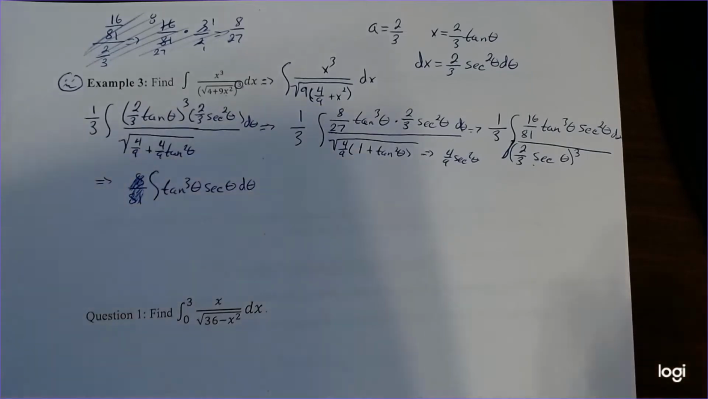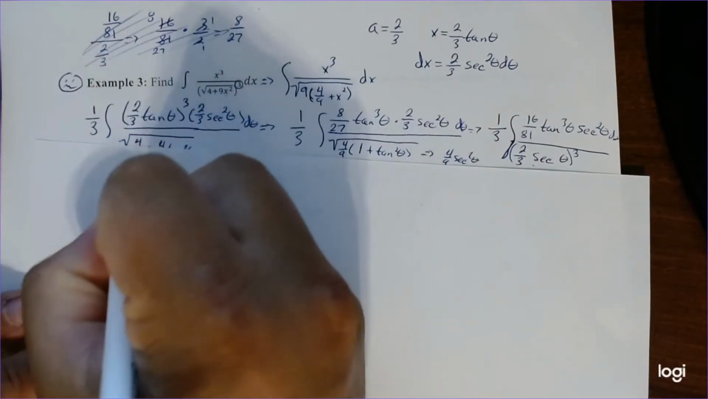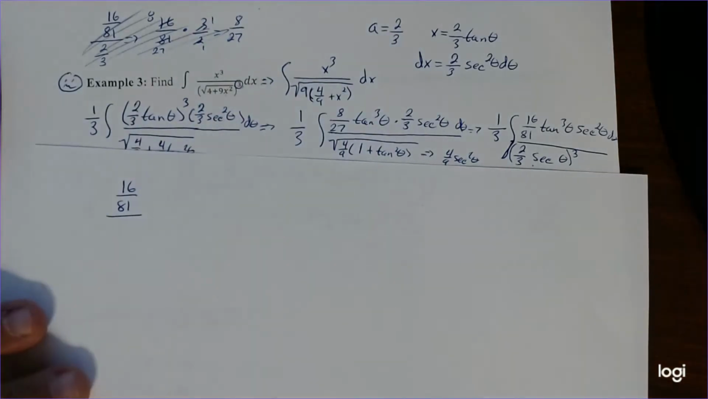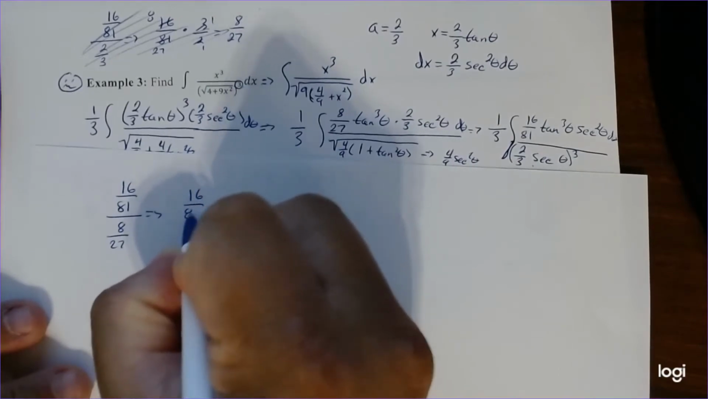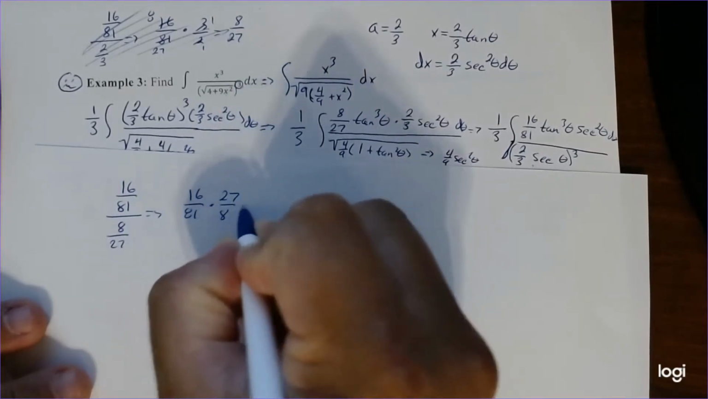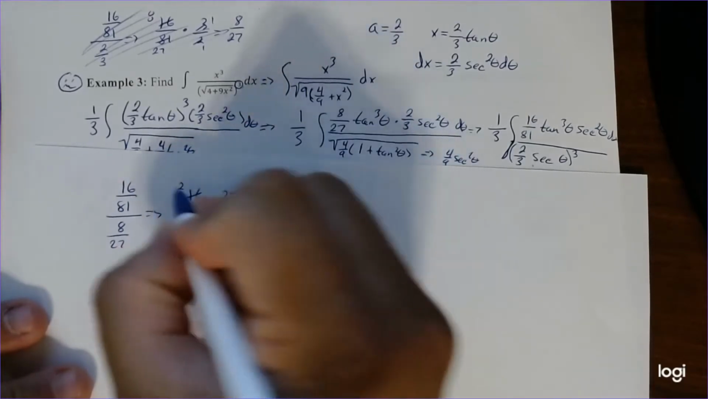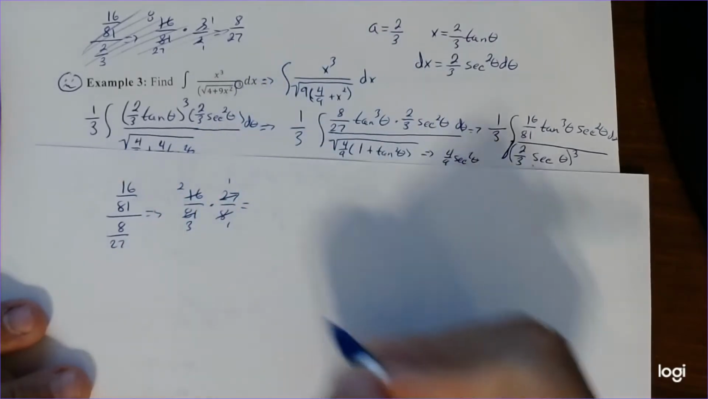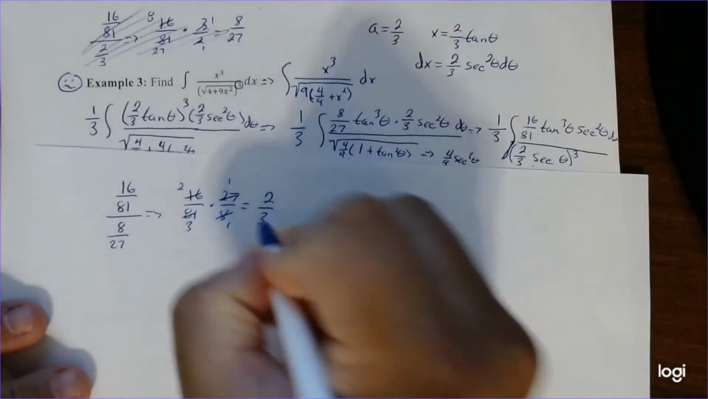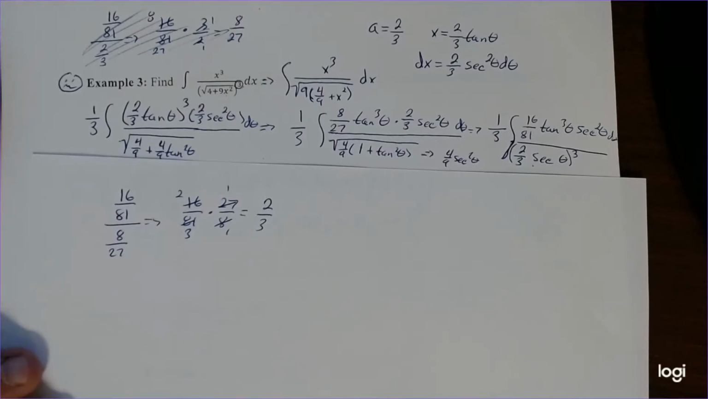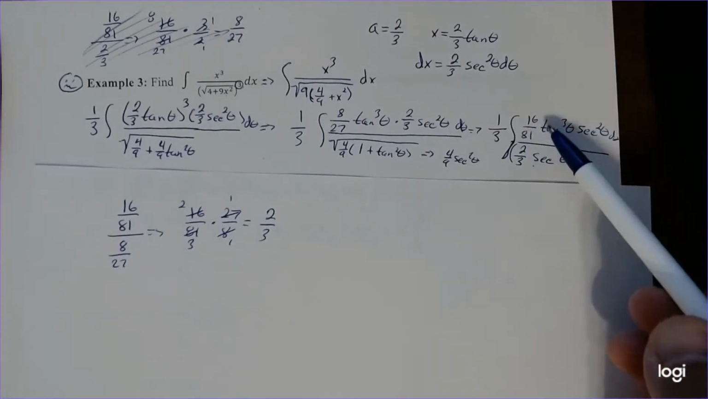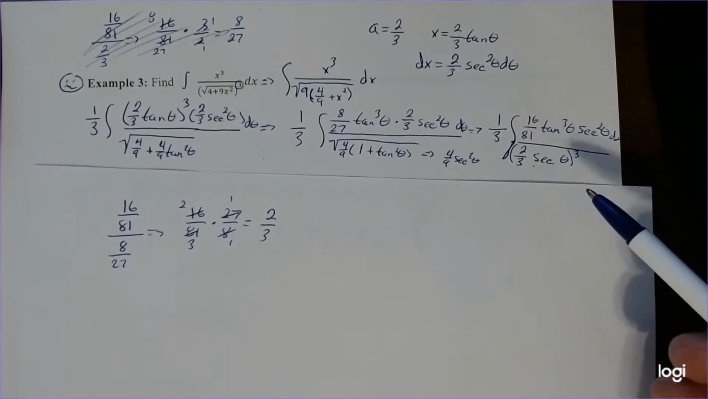So let's see. It'll be 16 over 81 divided by 8 cubed. That's 8 over 27. So that's 16 over 81 times 27 over 8. So that's a 2. That's a 3. So 2/3. Right? Yep. This is a cubed. This is 16. Yep, that seems about right.